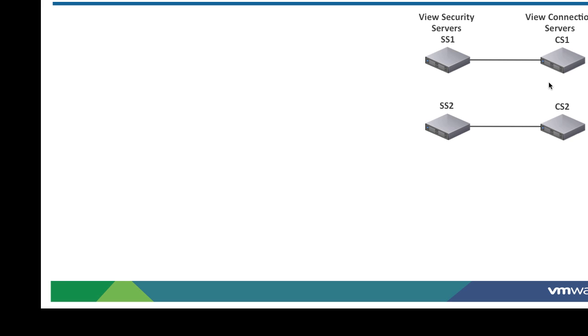In my View 4.6 setup, I have two connection servers, CS1 and CS2. I have two security servers, SS1 and SS2, each attached to the connection servers. I have a load balancer in front of the two security servers, and I have firewalls protecting the internal network and protecting the DMZ from the internet.